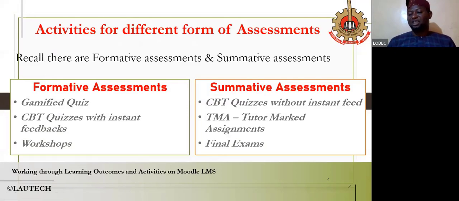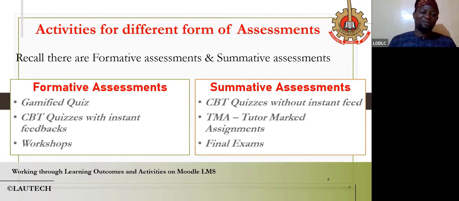Activities for different forms of assessment, I've explained this. I've explained what formative assessment and summative assessment are all about. Formative is when the students learn during a course or a unit. Do you understand? Then summative assessment is after the completion of the whole course. So you assess the student based on what he has learned after the course has reached its completion.